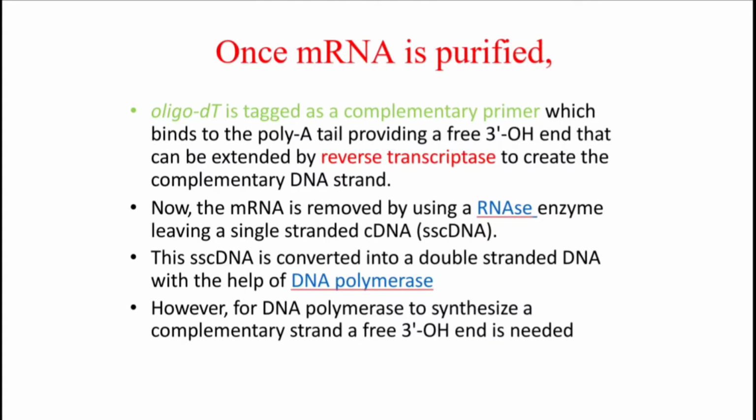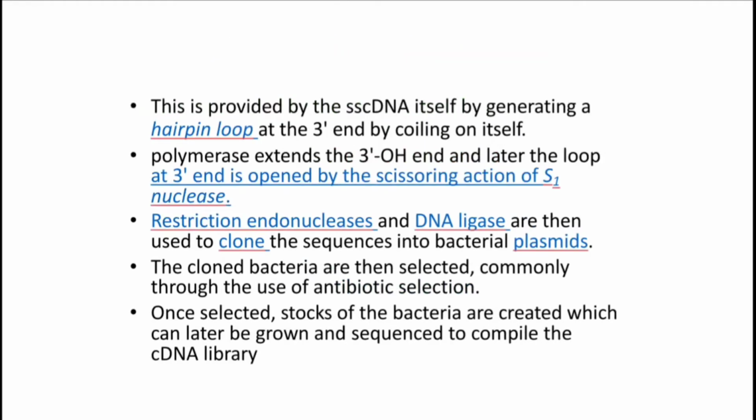This single-stranded complementary DNA is converted into a double-stranded DNA with the help of DNA polymerase. However, to synthesize the complementary strand, DNA polymerase needs a free 3'-OH end. This is provided by the single-stranded complementary DNA itself by generating a hairpin loop at the 3' end by coiling on itself. Now polymerase extends the 3'-OH end and later the loop at the 3' end is opened by the scissoring action of S1 nuclease.